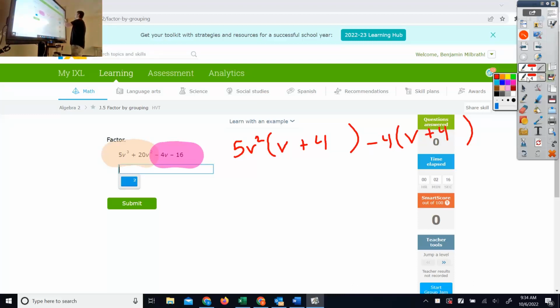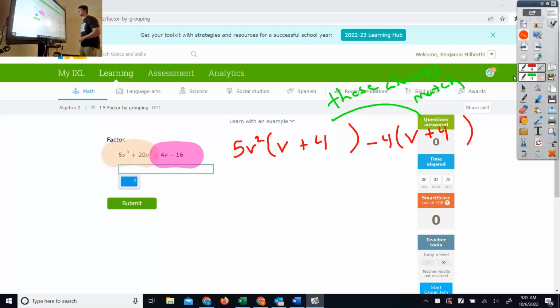Well, here's an important little thing about factoring by grouping. These always match. Always. What you've done is you've gone from 4 things to 2 things. Both of your new factors, actually they're not factors, but both of your new terms both contain a b plus 4. It's the common factor.